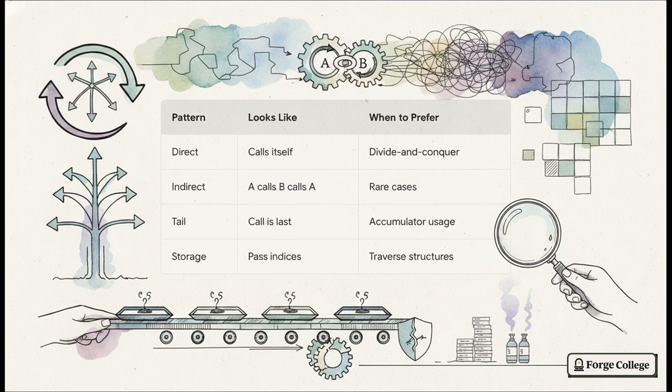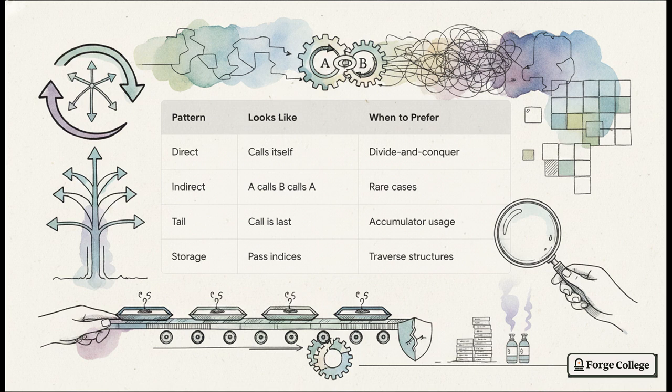We also have recursion over storage, where you pass indices to access storage directly, rather than copying massive amounts of data around. But consider tail recursion for a moment. This is when the recursive call is the very last action in the function. Conceptually, it feels simpler, right? Like handing off a tray without leaving any unfinished food on it.